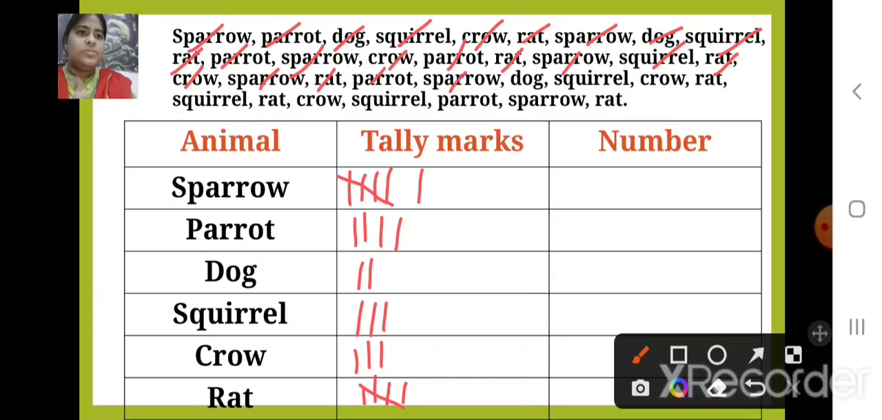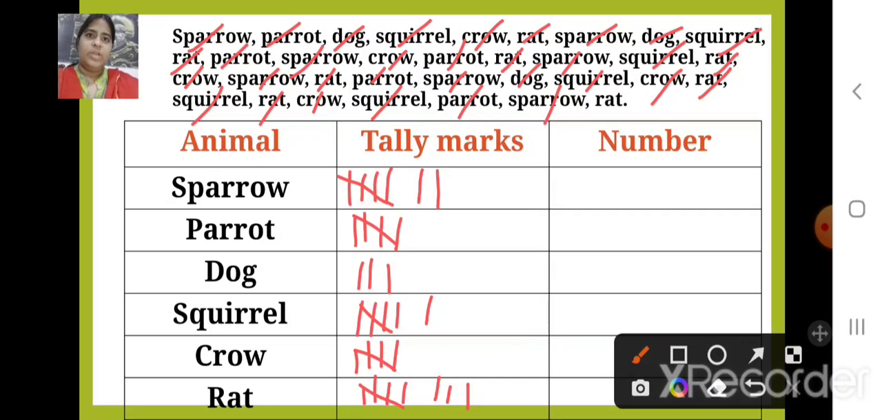sparrow, dog, squirrel, crow, yes, again rat. Okay, squirrel also 4 observations are over. Okay, then rat, crow, where is crow? Yes, squirrel, parrot, sparrow, and the last one is rat. Okay, so this many animals are there.